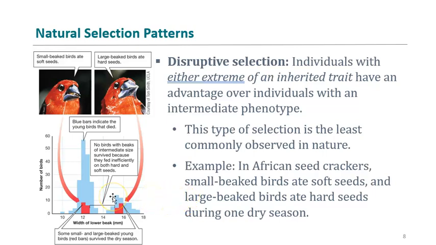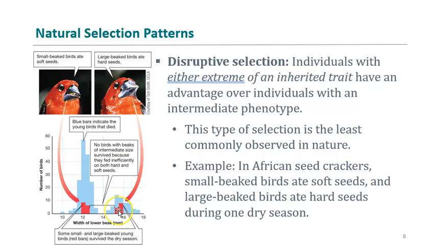So the classic example is birds, right? Birds that benefit from either very large beaks. In this case, we have African seed crackers, and we're looking at the graph here, and it talks about the width of the lower beak in millimeters. So we see around 12 millimeters, right? And then we also have around, maybe about 15 millimeters there.